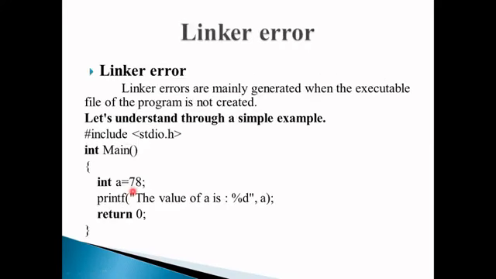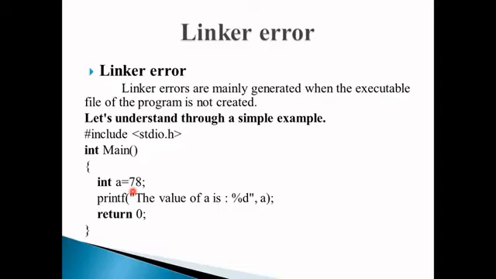Next is linker error. Linker errors are mainly generated when the executable file of the program is not created. When we learned the structure of a C program or the debugging cycle of a C program, we already learned what the use of the linker is, what linkers do. The linker converts the obj file, meaning object code, to executable code, meaning it creates the .exe file.